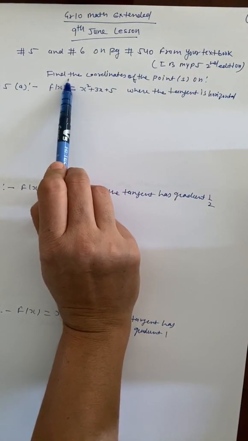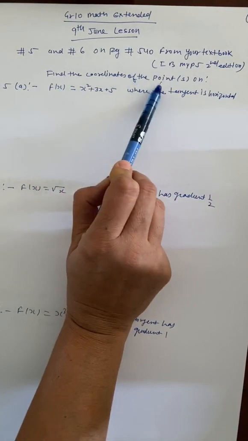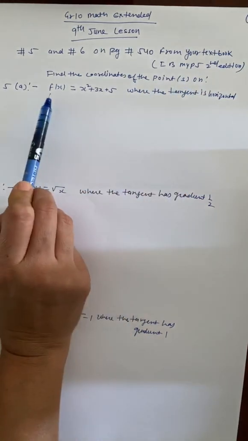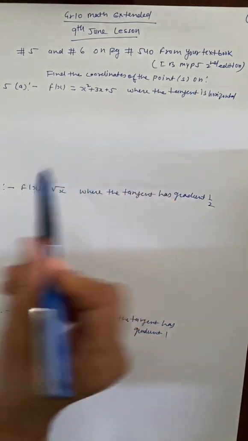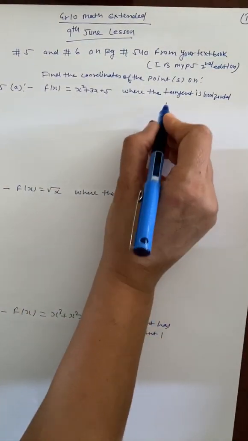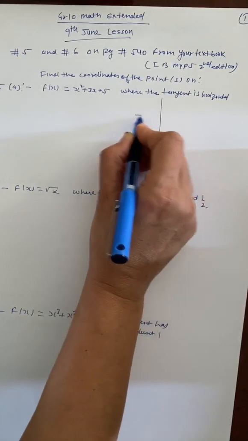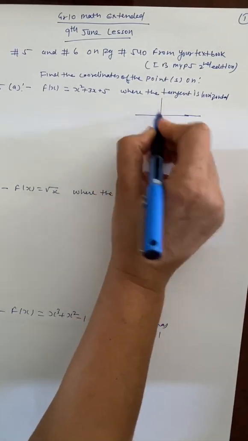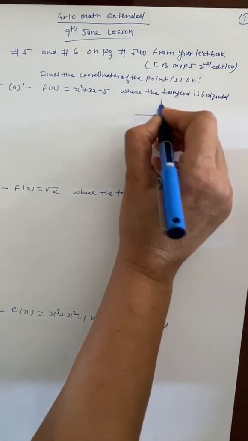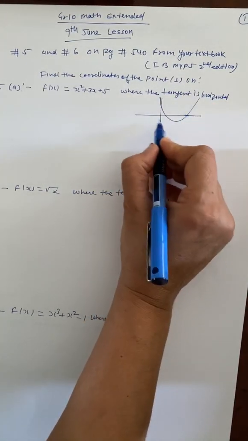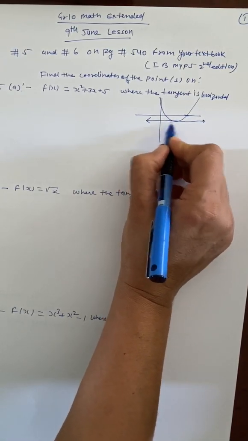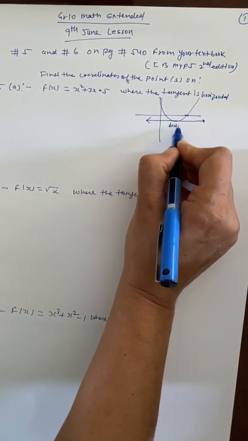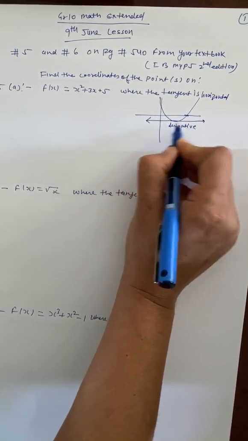Okay, so the first question we are doing is: find the coordinates of the point or points on f of x is equal to x squared plus 3x plus 5 where the tangent is horizontal. So this curve is a parabola which opens up, so I'm not going to draw it exactly. Let's say the sketch is something like that. The tangent is horizontal here, and when the tangent is horizontal, the derivative of a horizontal line is 0, so the derivative is equal to 0.